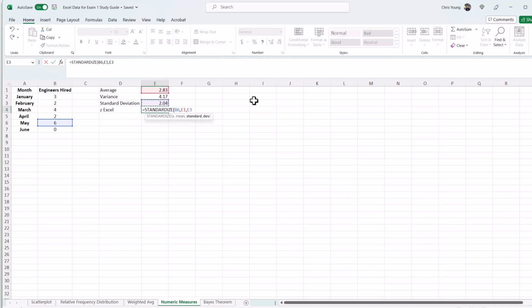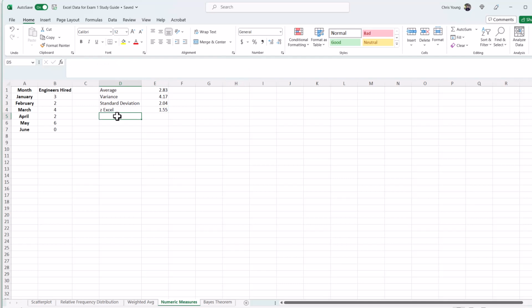So that's where Excel can really help you during the exam, because you can write these formulas, get your answers, and then it can help you with subsequent questions. And so if I do our standardized, we should get 1.55. Now, if you wanted to do the Z the old-fashioned way, we could do that as well.